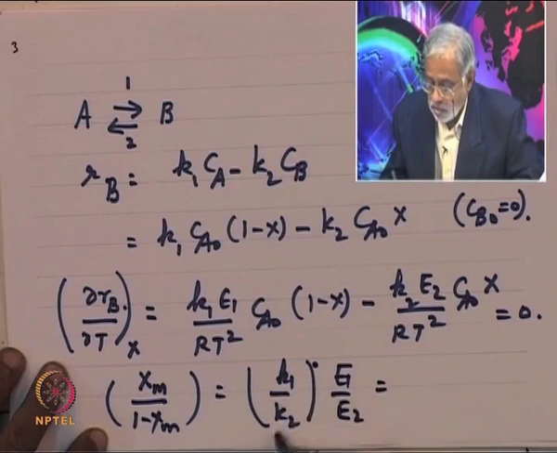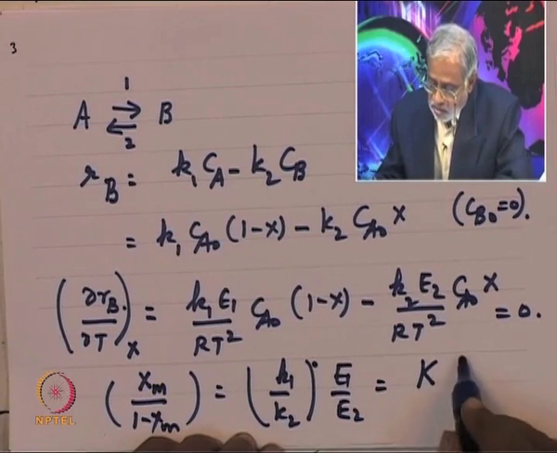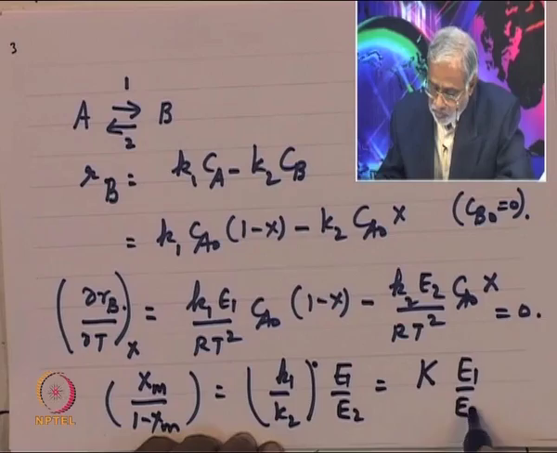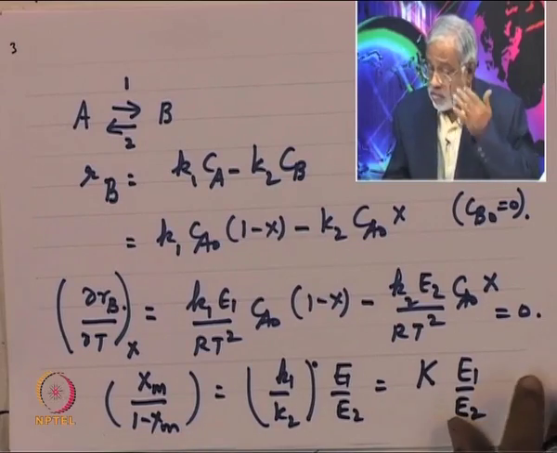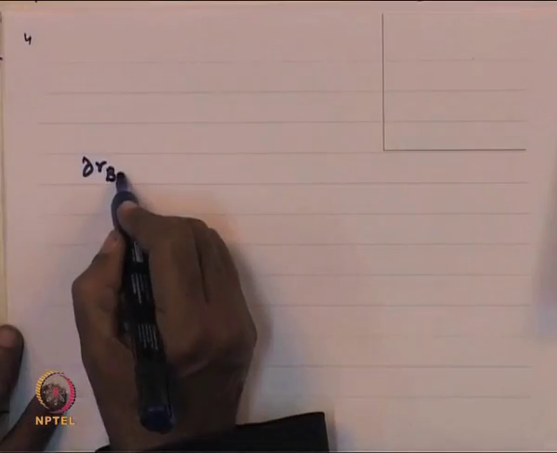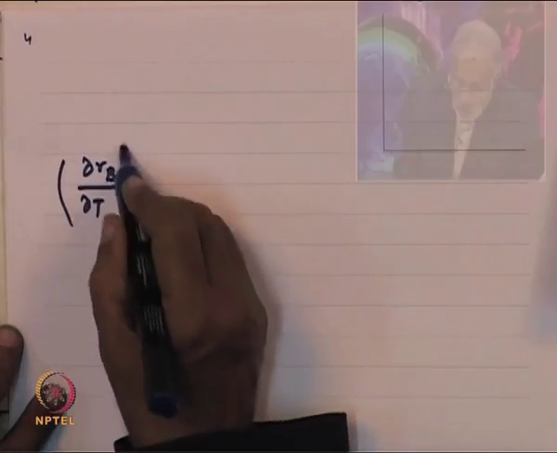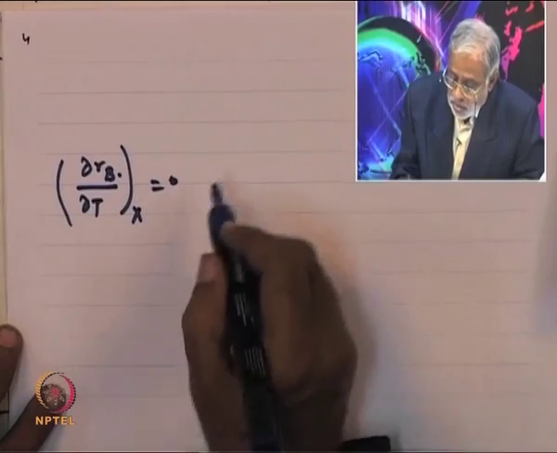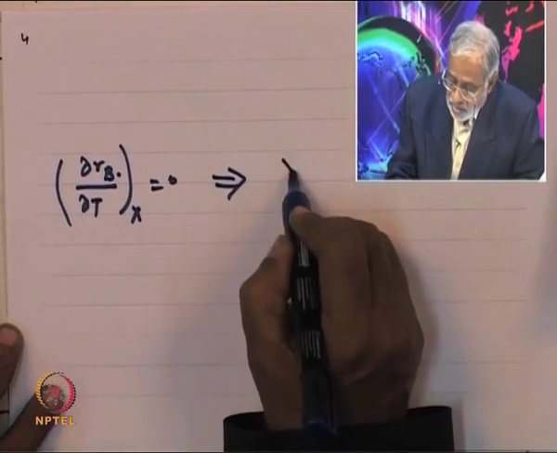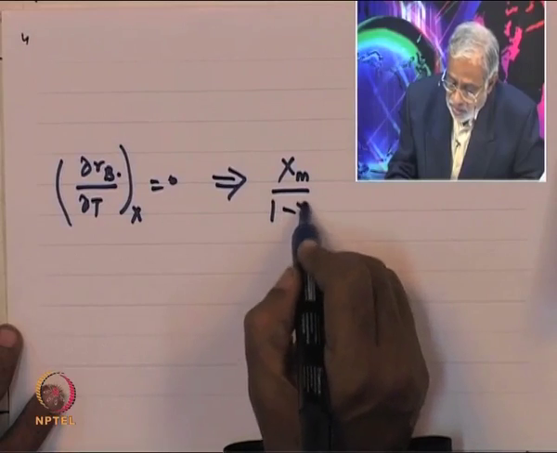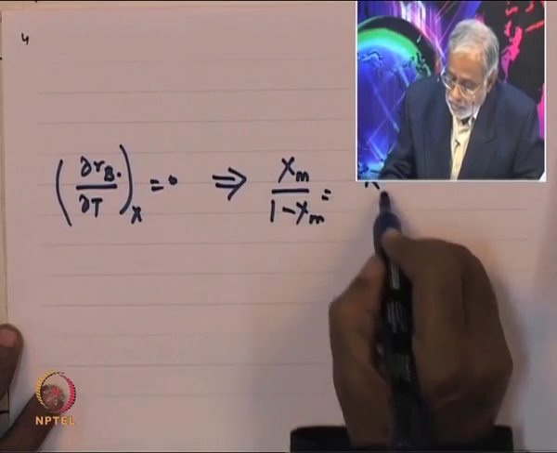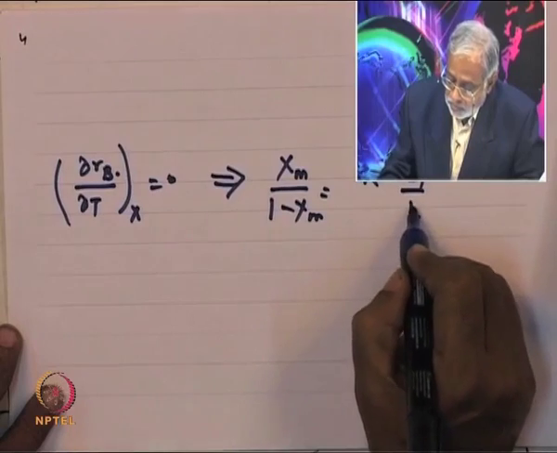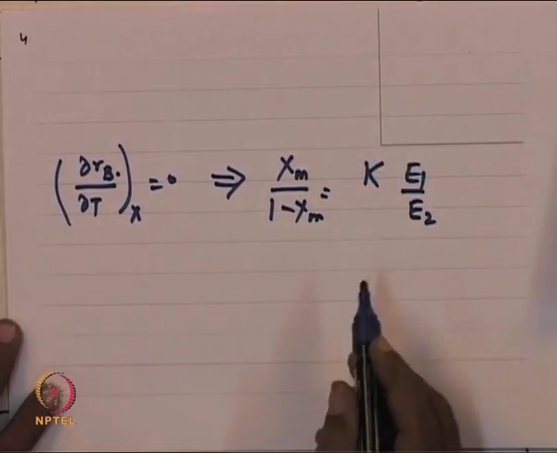Okay. What is K1 by K2? It is the equilibrium constant times E1 by E2. So, what we are saying is that del RB by del T at constant X goes to 0. This implies Xm by (1 minus Xm) equal to the equilibrium constant times E1 by E2.